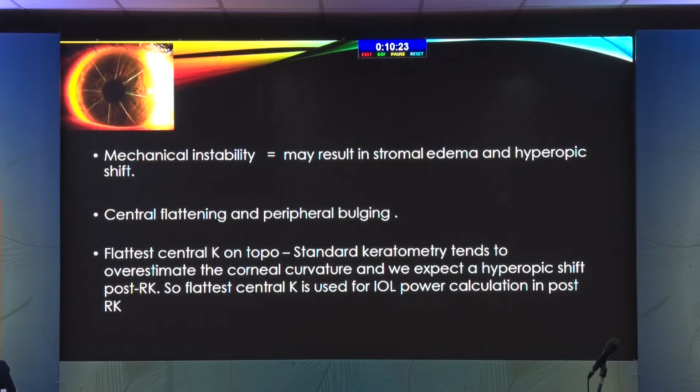And one thing during the surgery also, we know that there can be a lot of mechanical instability. There are chances that these RK marks can open up if the pressures are too high, and that may result in stromal edema with a hyperopic shift once the edema decreases as well. Central flattening happens with some amount of peripheral bulging as well. So the flattest central K on the topography is the most important, which we will have to take. The standard keratometry tends to overestimate the corneal curvature, and we expect a hyperopic shift in post-RK patients. So the flattest central K is used for IOL power calculation.